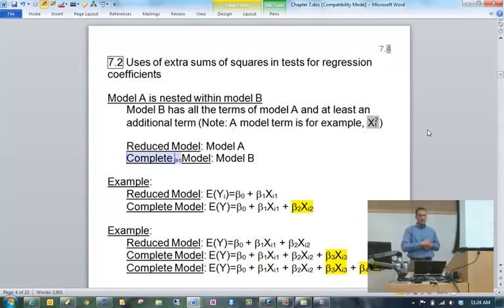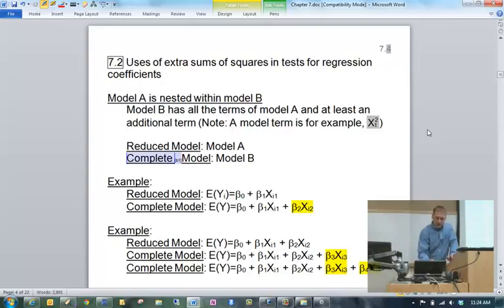First, some terminology. Suppose we have two models of interest, a model A and a model B, for lack of a better name. We say that model A is nested within model B if model B has all the terms that are in model A. So everything that you see represented in model A plus something else. What I mean by term, I could be referring to, let's say, x1 or x2 or maybe x1 squared. That's what I mean by a term.